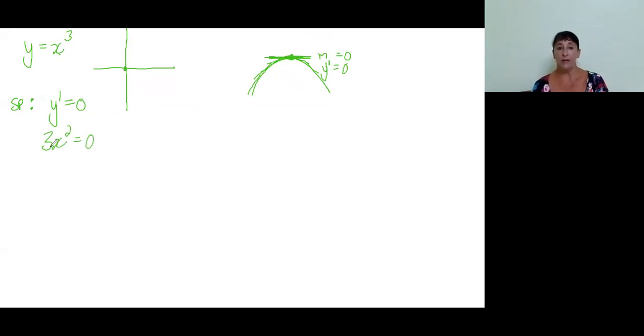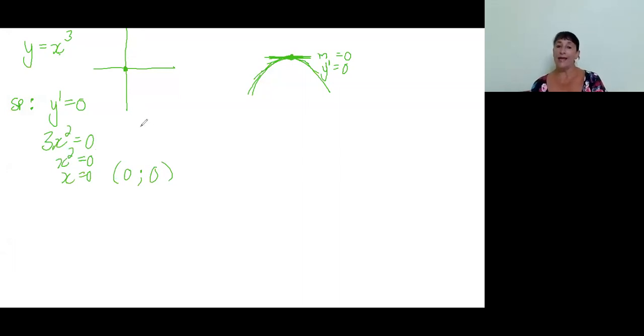And then if we divide by 3, we get x squared equals 0. And if we square root both sides, we get x equals 0. And so, of course, we end up with the same point. If we sub the 0 back in, y is 0. So after doing the x-intercept, y-intercept, and stationary point, all of the points are 0, 0.